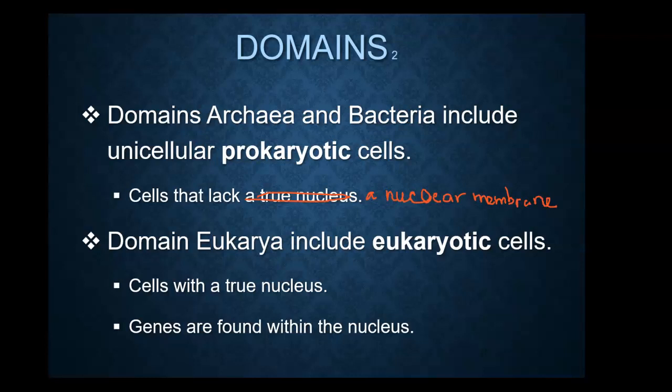Okay, so we want to know that the DNA material is free floating in the cytoplasm. So we know that bacteria and this special category of organisms, archaea, lack a nuclear membrane. Then the domain eukarya includes eukaryotic cells, which are cells with a true nucleus. Why is it a true nucleus? Because the DNA material is found within a nuclear membrane. So it is bound within a nuclear membrane.